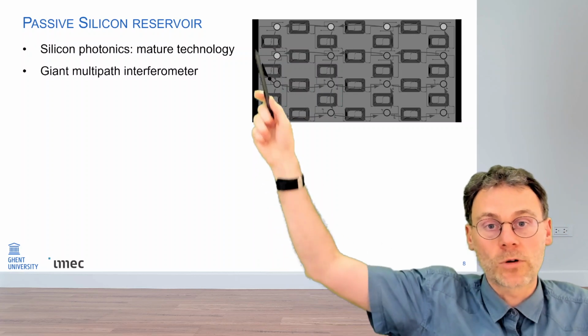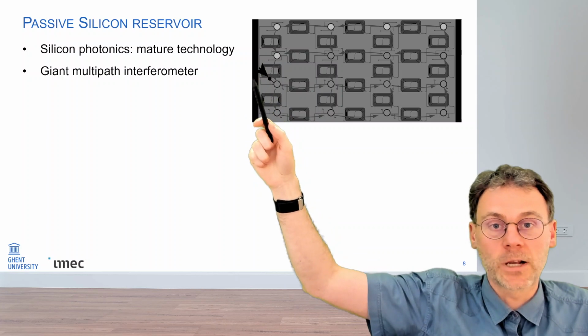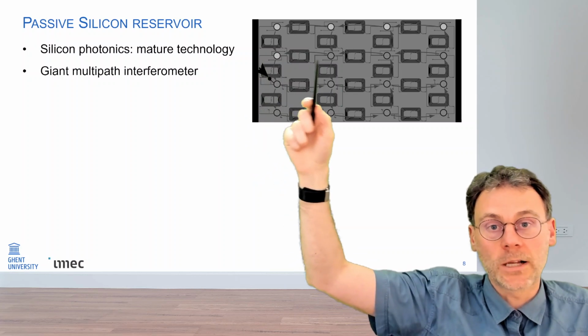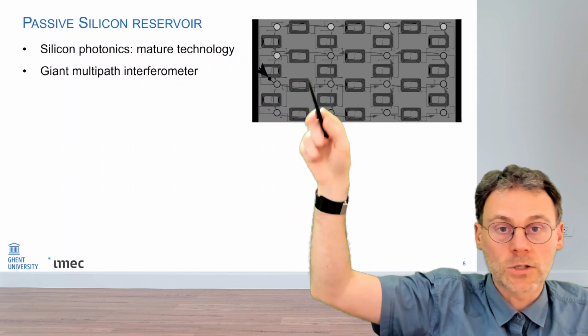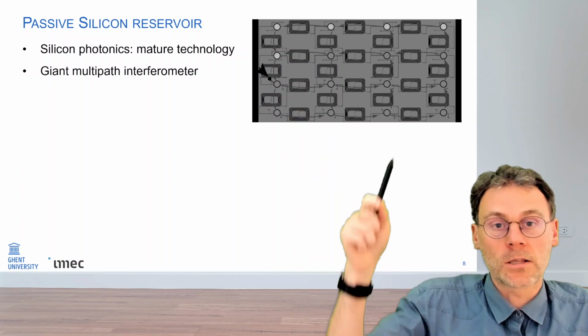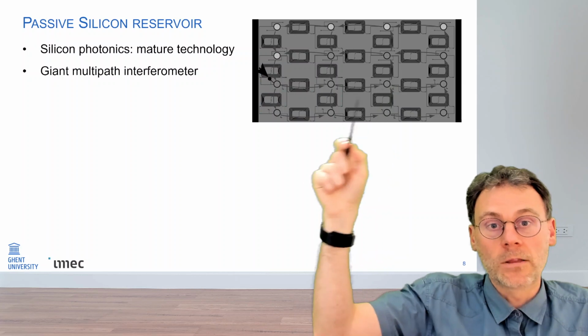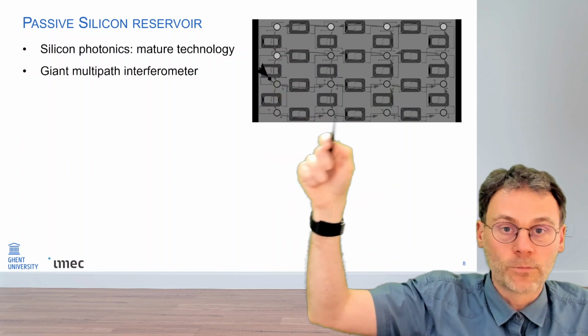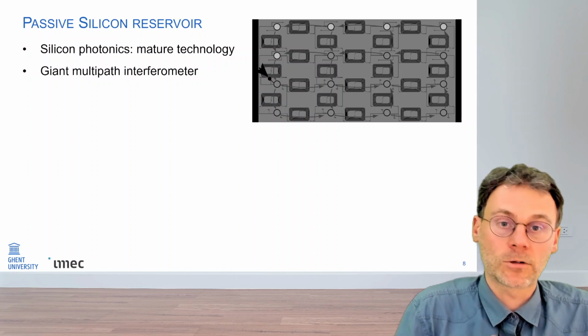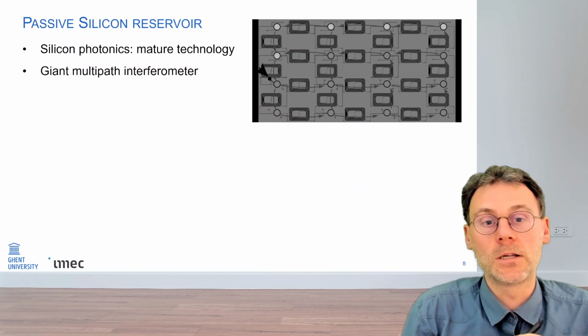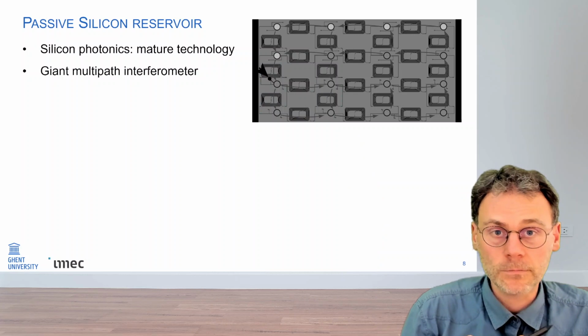So you come in with your input signal on this particular node, and then you have this network consisting of all sorts of splitters and combiners, giving rise to feedback loops, such that if you measure a certain output, there are many different paths between the input and that output, which will all interfere in a very complicated manner when you measure the intensity at the output.